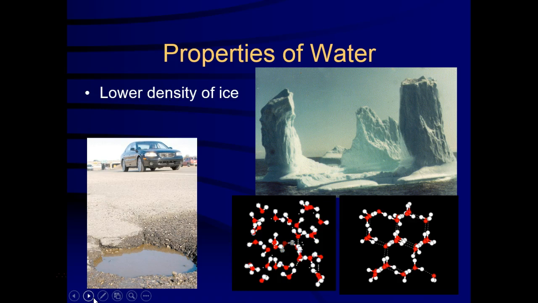I have a picture of a pothole here. When you go up to a northern state, you'll find a lot more potholes in places like Michigan and Iowa and Colorado than you would here in southern Alabama. The reason for that is because up there you have a lot more freezing that goes on.